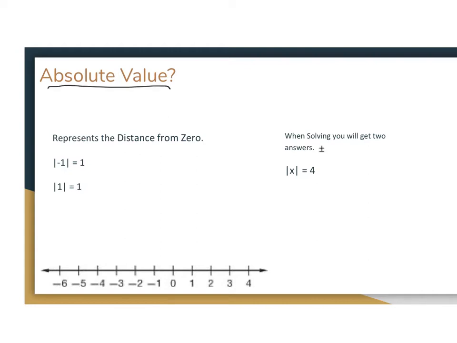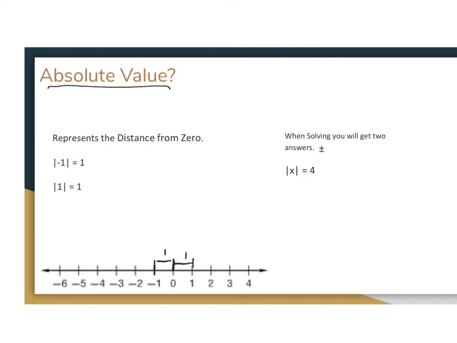Again, what is the absolute value? The absolute value represents the distance from 0. So in this case, -1, the distance from -1 to 0 is 1. And the same as the distance from 0 to 1. They're both 1. That is why the absolute value of -1 equals 1.